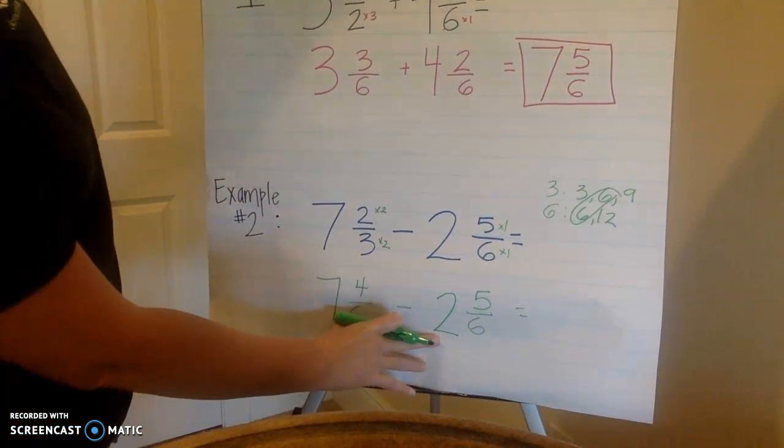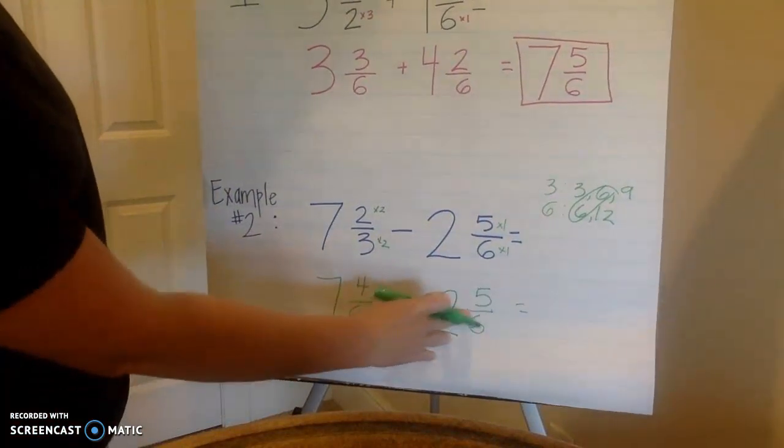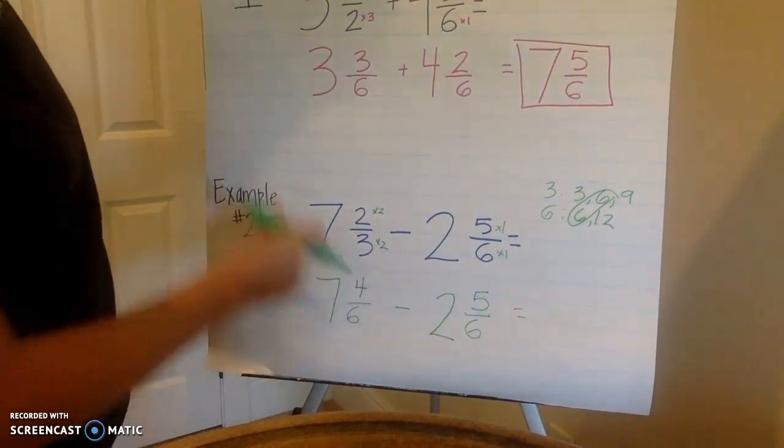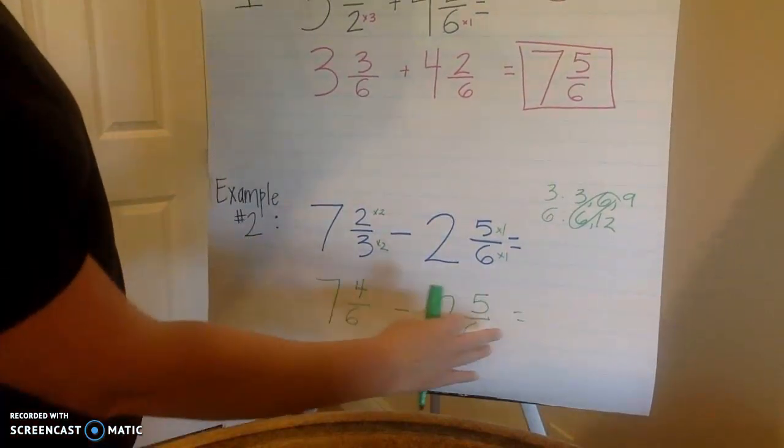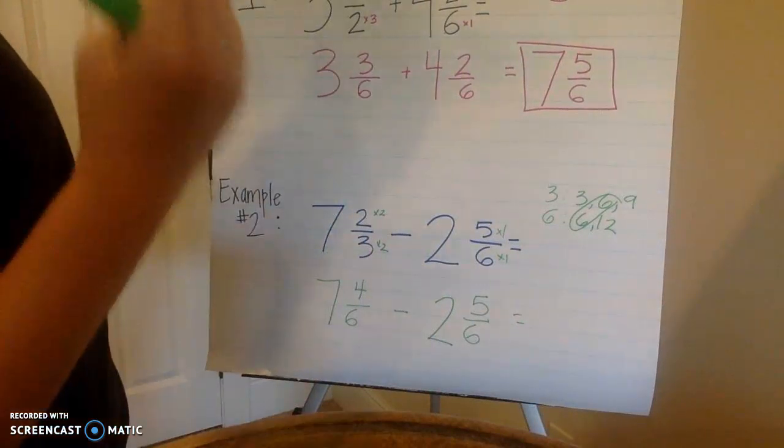I don't worry about my whole numbers right now. I know that I cannot take 5 from 4. Okay, we learned that back in first grade. You only have 4/6 available. You need to take 5/6 away.